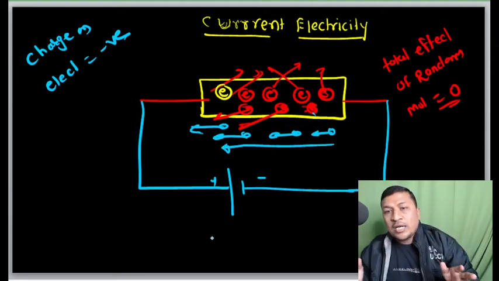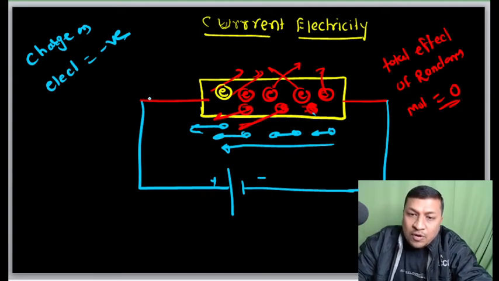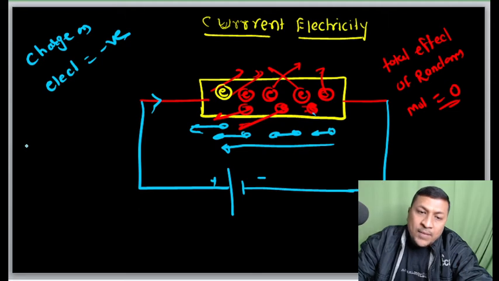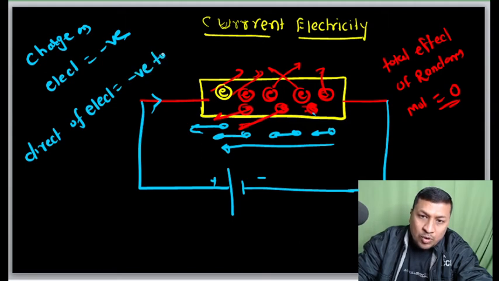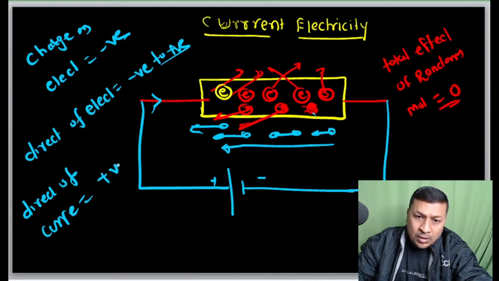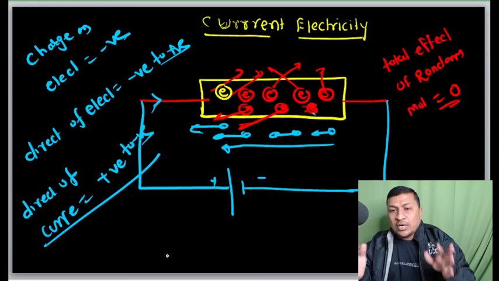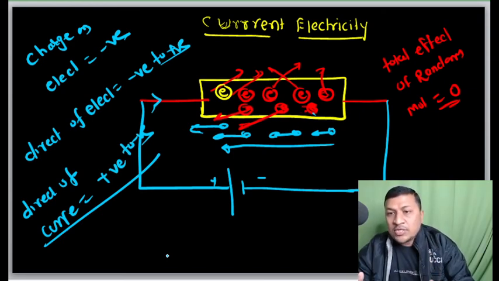And we know that the current flows opposite to the direction of motion of electrons, from positive to negative. Means the direction of electron flow is from negative to positive, and the direction of current is from positive to negative. So this is the concept of why current starts to flow when the conductor is connected to a battery or any EMF.